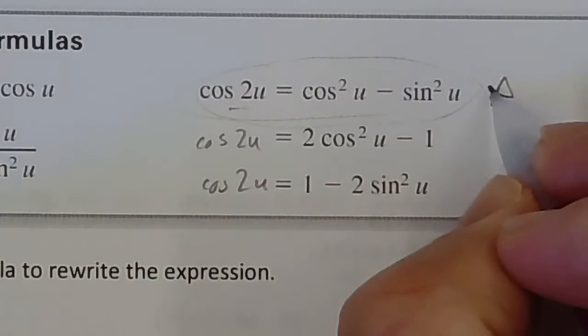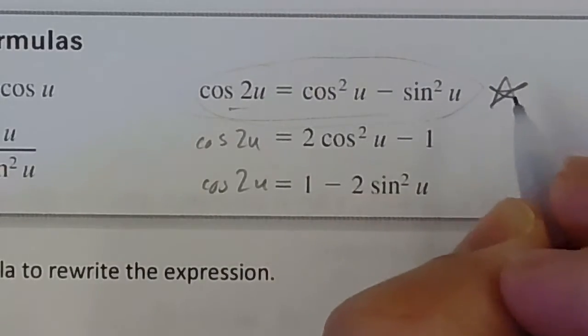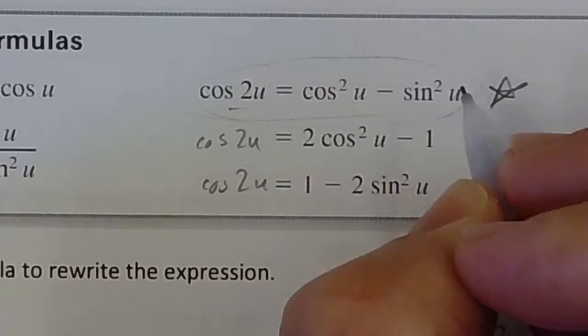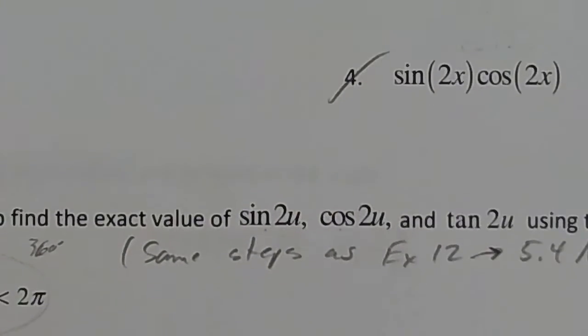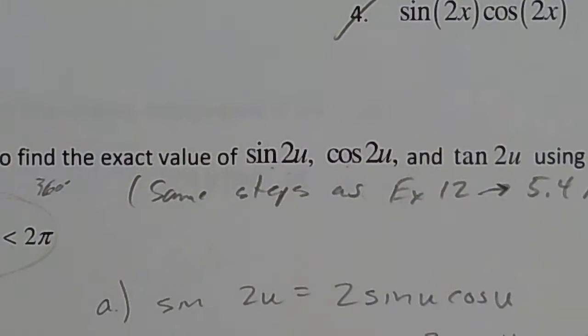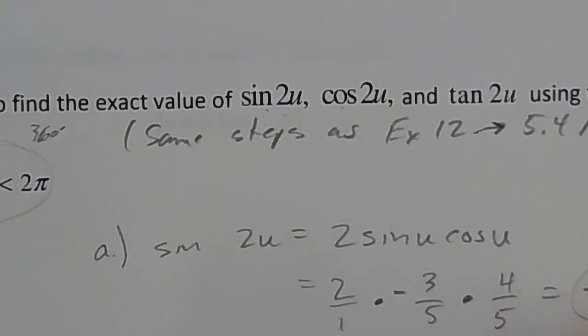All right, so I'm going to star this one. I recommend using this one whenever possible. It's easier to simplify, because squaring fractions is real easy, and then we subtract them. So I'm just going to rewrite that one down so we know what we're using. Cosine squared u minus sine squared u.